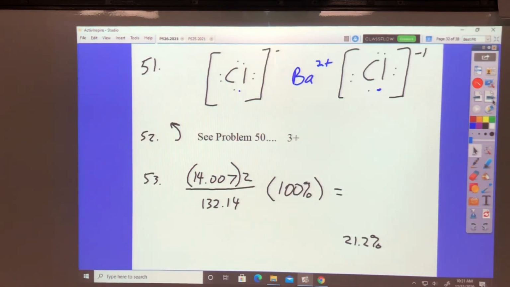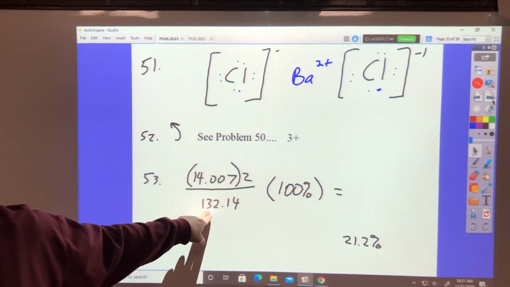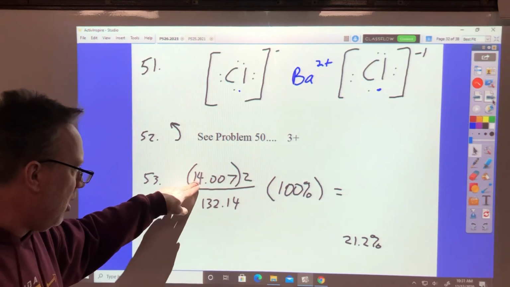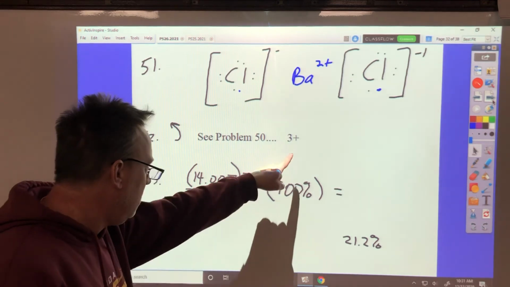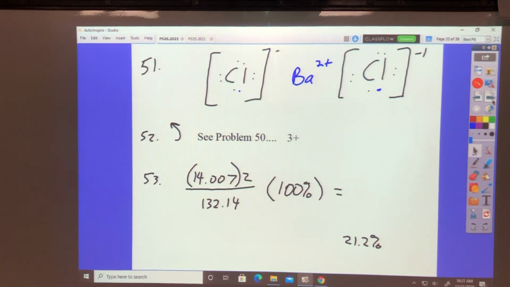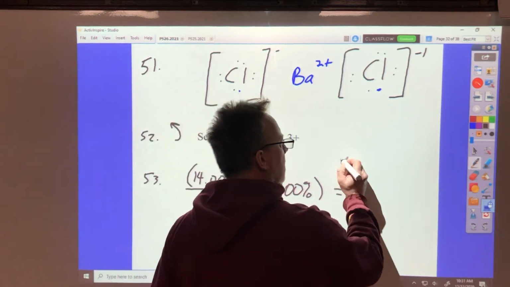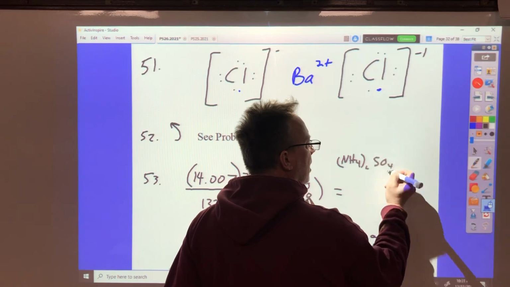Okay, and the last one, the mass of ammonium sulfate is 132.14 for everything. So you're dividing by that. A nitrogen's 14.007. There's 2 nitrogen because it's NH4 twice. It's ammonium sulfate. Okay, so this is (NH4)2SO4.